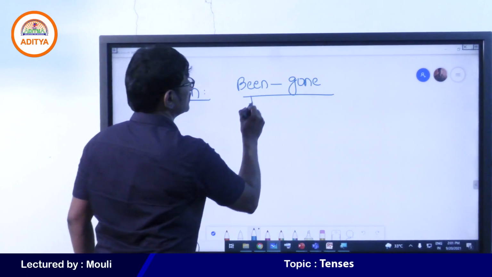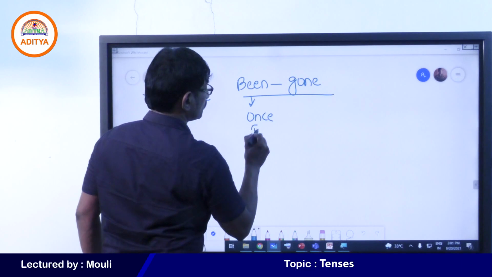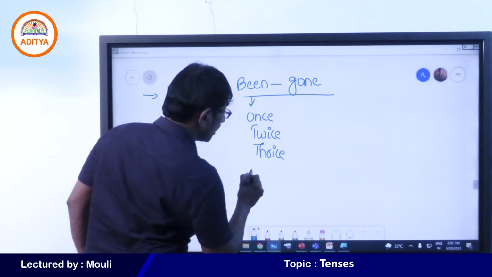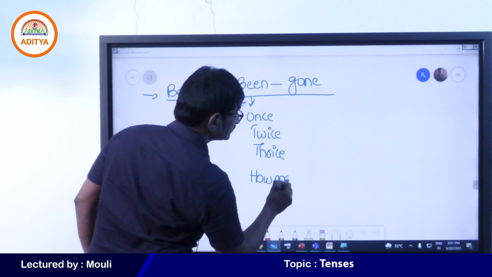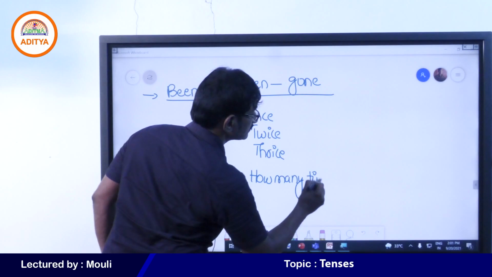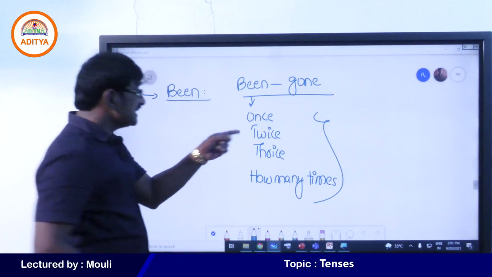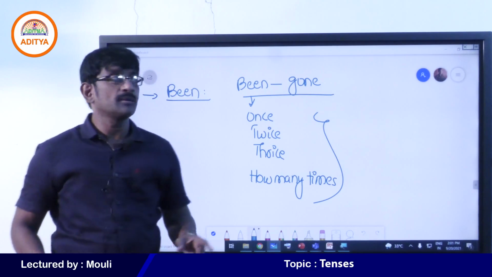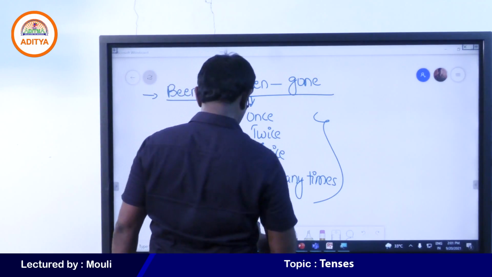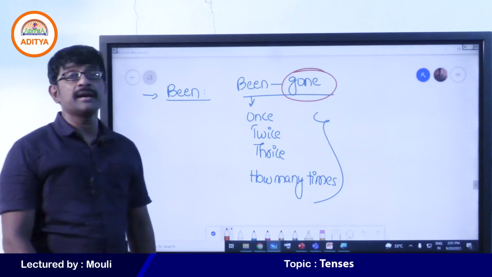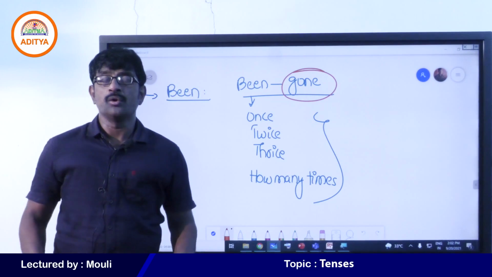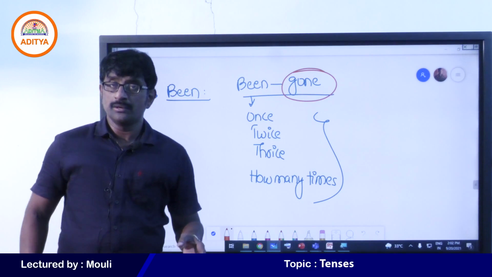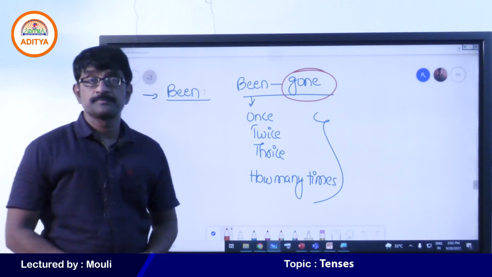Whenever we have the words like once, twice, thrice, how many times, in these areas we will have been. And in other areas, we will have gone. Not been, only gone will be there in other areas. That is the difference. Okay, students?